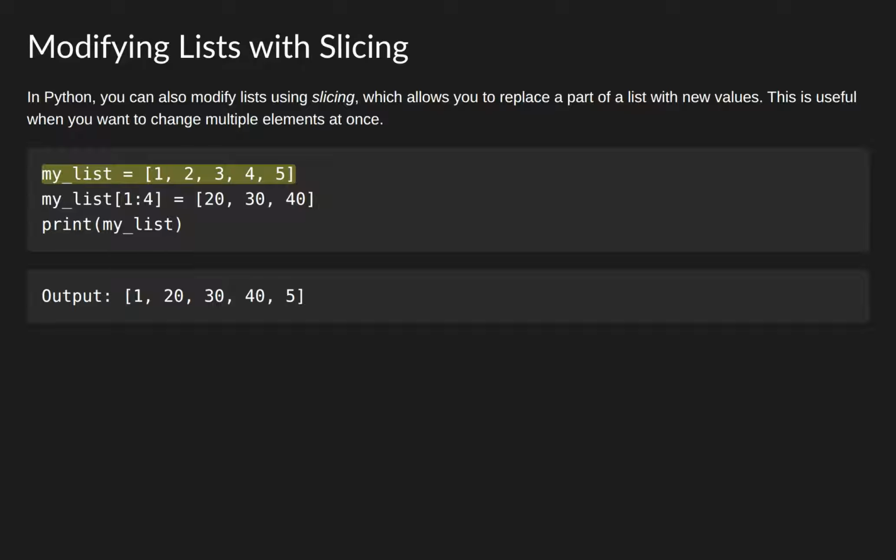Here, we define mylist as a sequence containing the numbers 1 to 5. The code mylist[1:4] equals, followed by a list of new values, replaces the elements from position 1 up to, but not including, position 4. The original values at these positions are removed, and the list is updated with the new values 20, 30, and 40. Printing mylist now displays the updated list, which contains 1, 20, 30, 40, and 5. The output is a list with the values 1, 20, 30, 40, and 5.